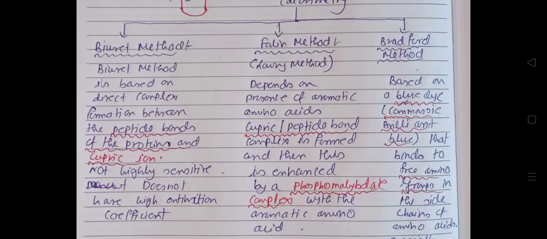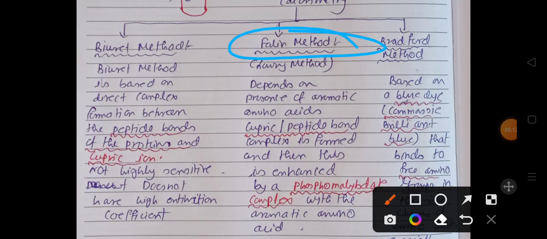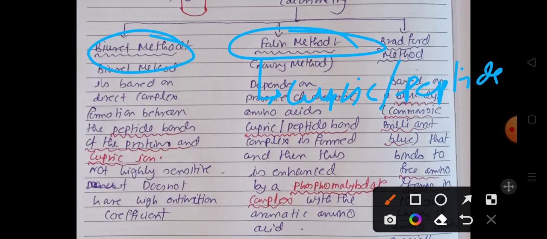Now let's talk about what happens in the case of the Folin method, also known as the Lowry method. Here, first, a cupric ion-peptide complex forms, as also observed in the Biuret method. But the twist, which makes the Folin method a very useful method, is that along with that, a complex known as the phosphomolybdate complex is formed, especially due to the presence of aromatic amino acids. That makes the Folin method more sensitive than the Biuret method.